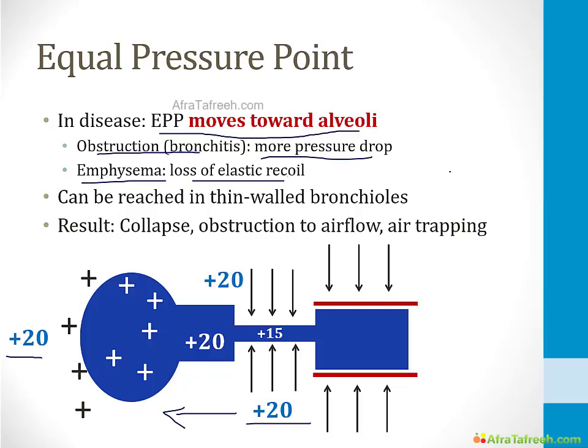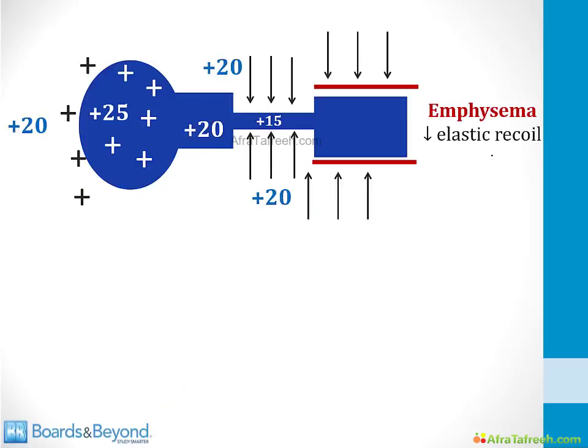So when this happens, when the equal pressure point moves towards the alveolus, it can be reached in the thin-walled bronchioles that don't have cartilage, and the result is airway collapse, obstruction to airflow, and air trapping, all of which are features of lung diseases like bronchitis and emphysema. So here's what happens in emphysema shown at the top of the screen.